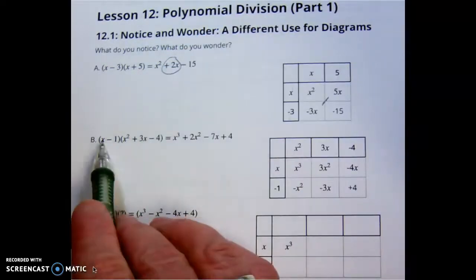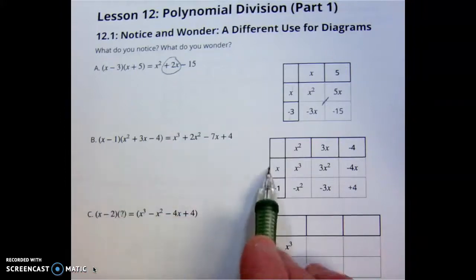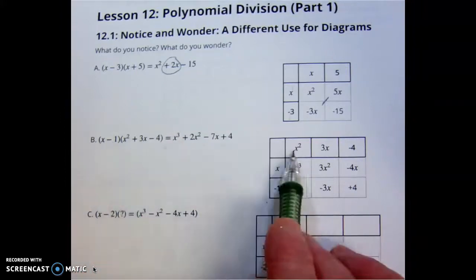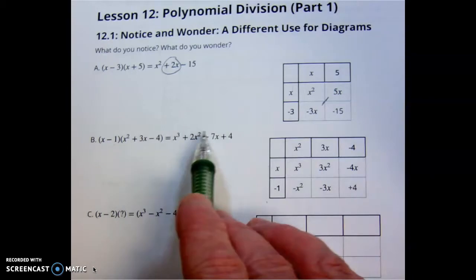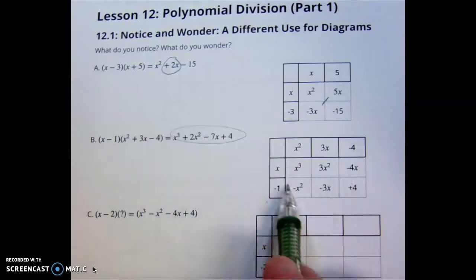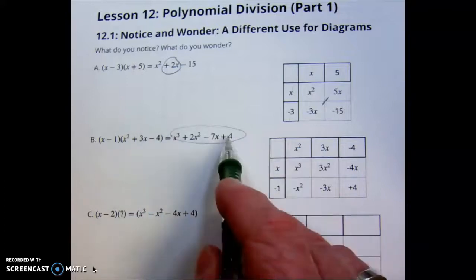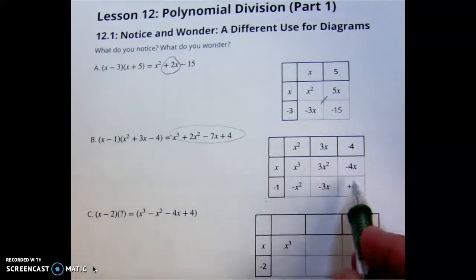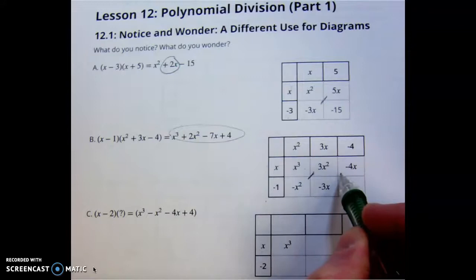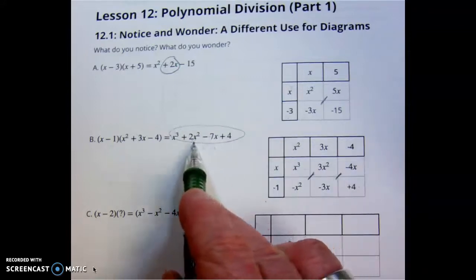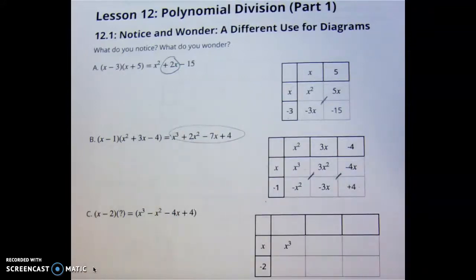Same idea here. The binomial's down the side, the trinomial's across the top. This polynomial is inside the box here. Here's our first term and our last term. Notice our diagonals add up to these two middle terms. So we could use the box method to figure out what this other factor is. And that's what we're going to be learning today.